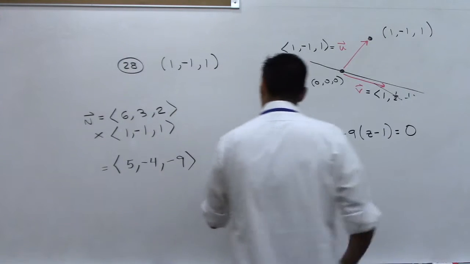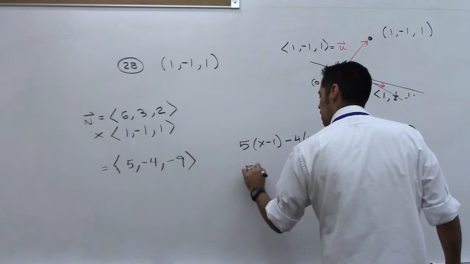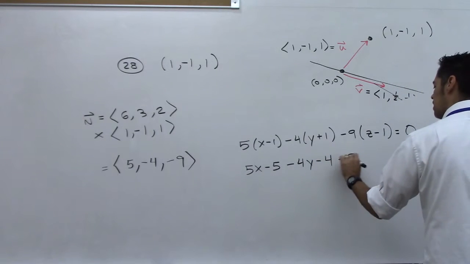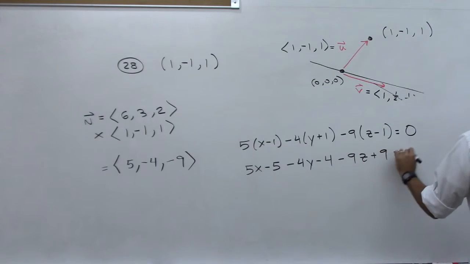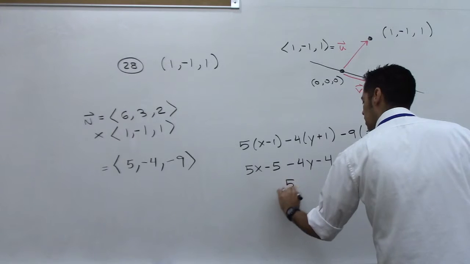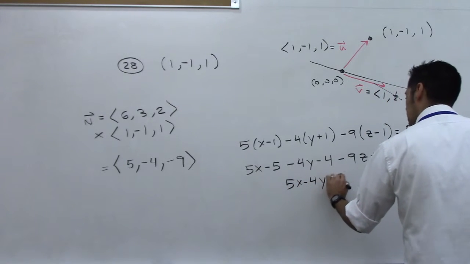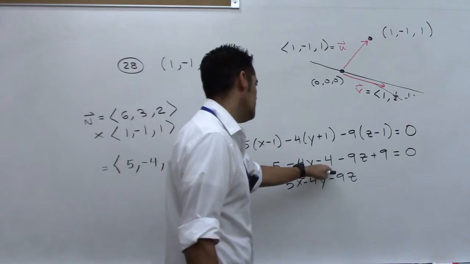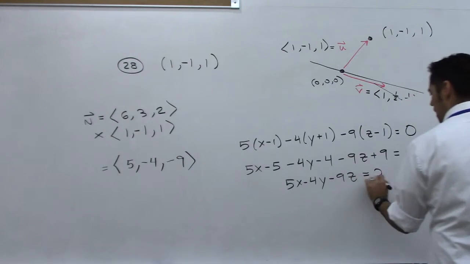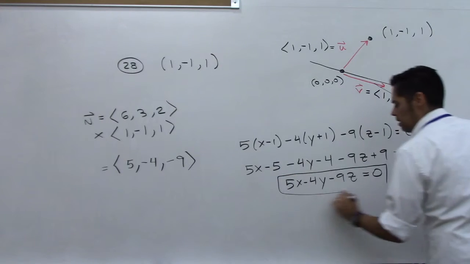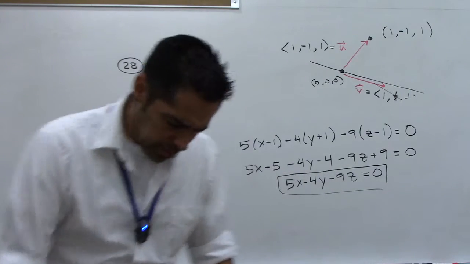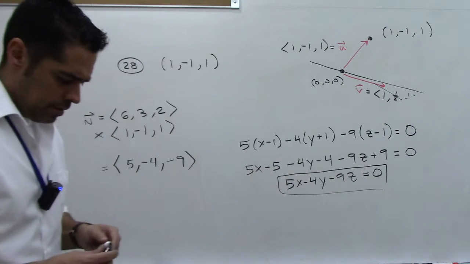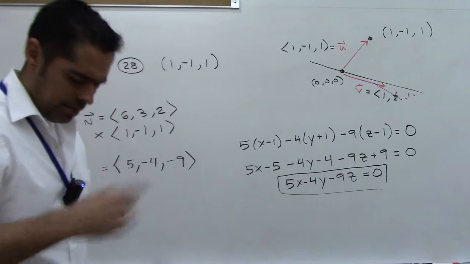And this gives me 5x minus 5 minus 4y minus 4 minus 9z plus 9 equals 5x minus 4y minus 9z. Let's see if I can get this constant. -9 plus 9 is 0. So nothing. And this was number 28, so yay, I did my arithmetic right. Okay, so that's number 28. Time out. Give me a second.